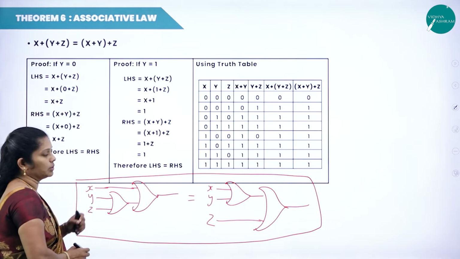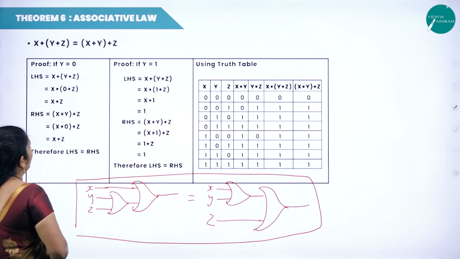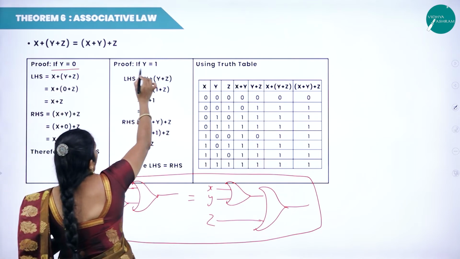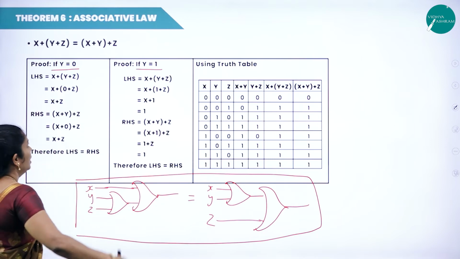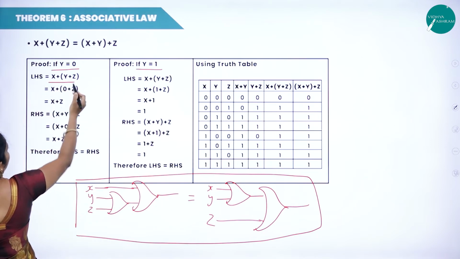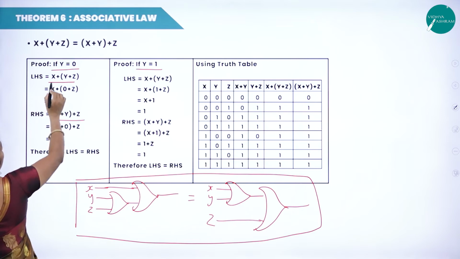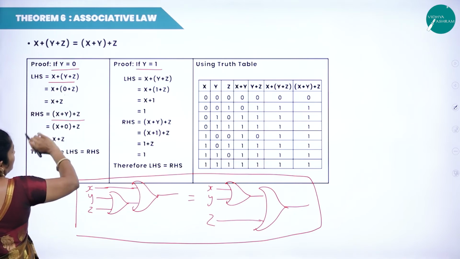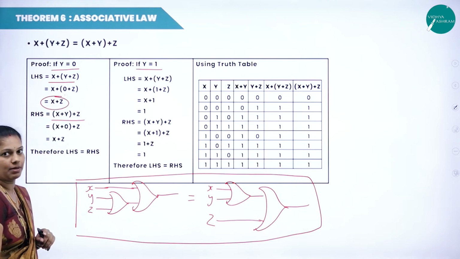Now we will prove this by using once again the perfect induction method. In this case, the first time I am going to substitute y equals 0 and in another case I am going to substitute y equals 1. Here, this is the first part and this is the second part. In the first part, I am going to substitute y equals 0. Then 0 plus z is nothing but 0. Then the final answer is x plus z.